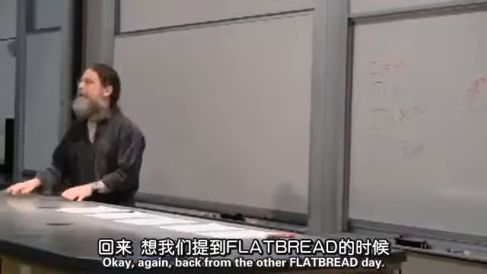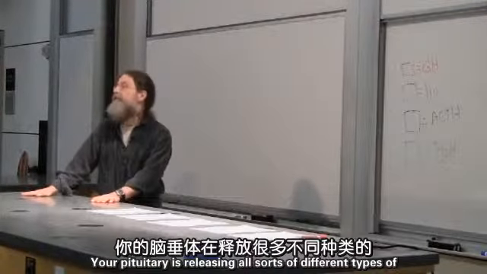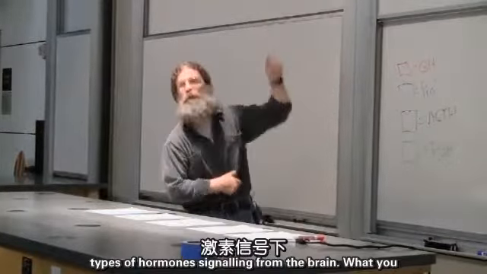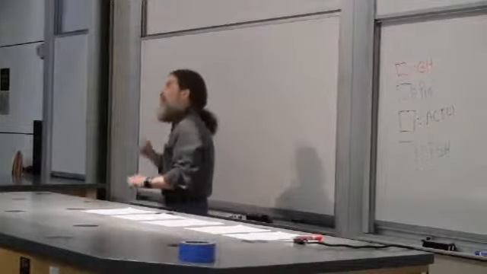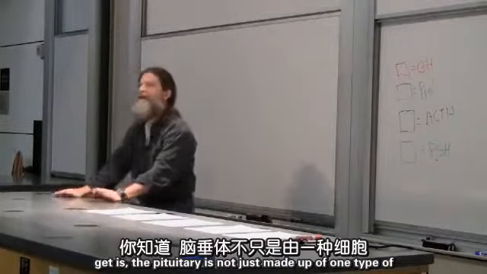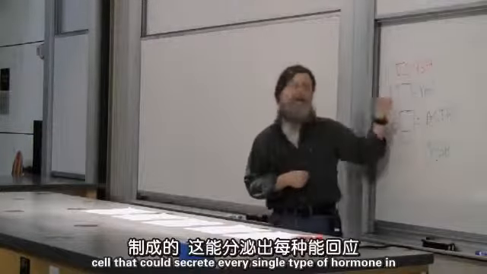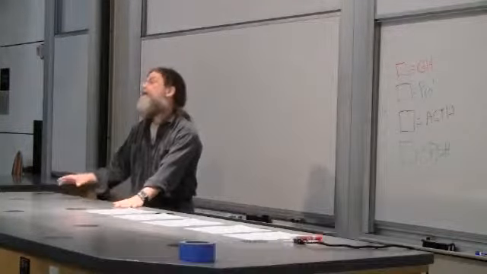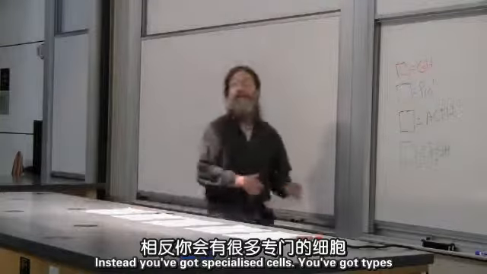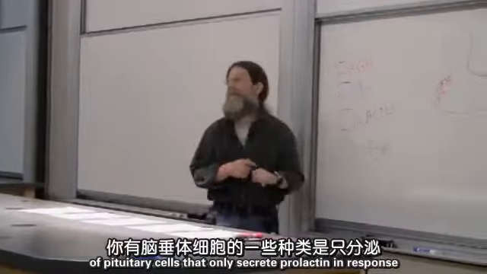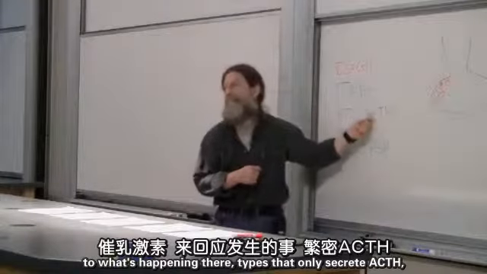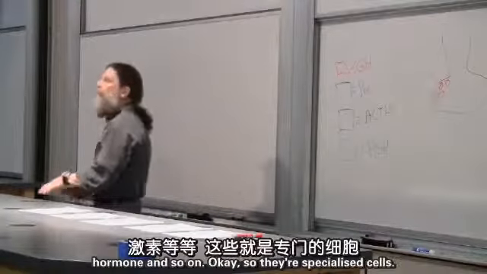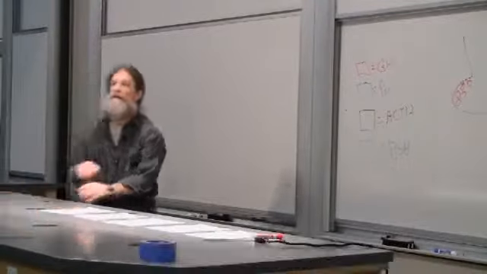Back from the break, your pituitary is releasing all sorts of different types of hormones under the control of all sorts of different types of hormones signaling from the brain. The pituitary is not just made up of one type of cell that could secrete every single type of hormone in response to each type of messenger from the brain. Instead, you've got specialized cells. You've got types of pituitary cells that only secrete prolactin, types that only secrete ACTH, luteinizing hormone, follicle-stimulating hormone, and so on. So they're specialized cells.